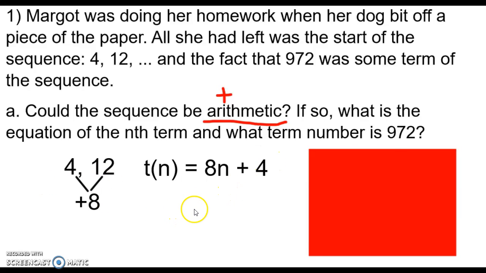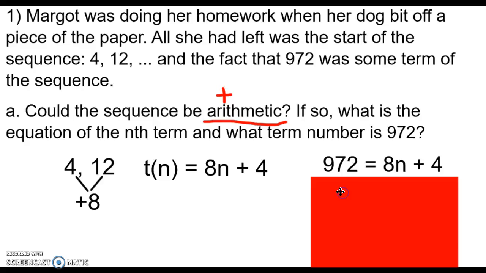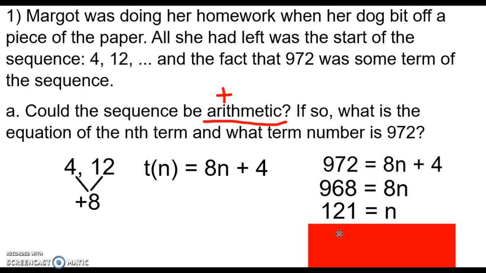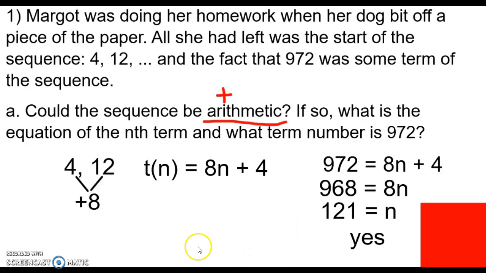Now, to determine if 972 is part of our sequence or not, we set the equation itself equal to 972, and we solve for n. If we get a whole number, it is part of the sequence, but if we get a decimal, it is not part of the sequence. So we subtract 4, divide by 8, and since we do get a whole number, then we can say that yes, 121 is a part of our sequence.